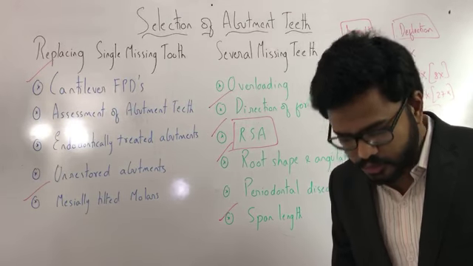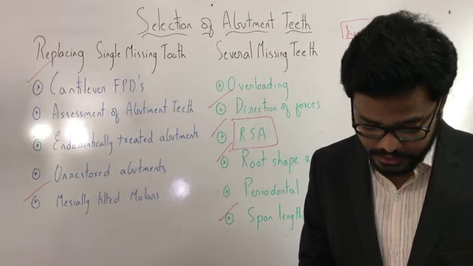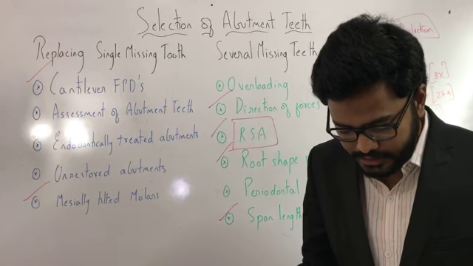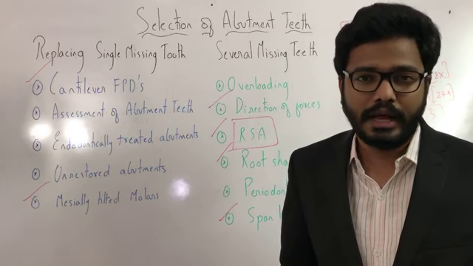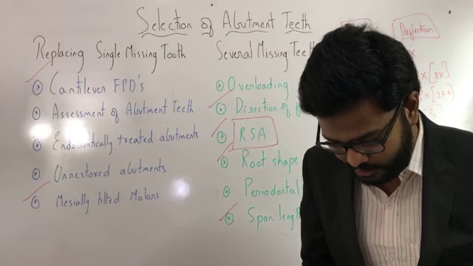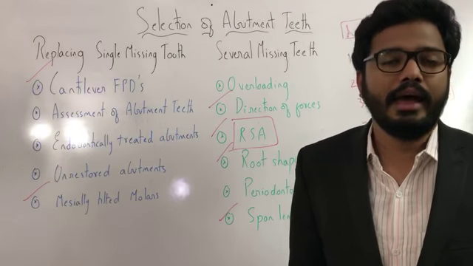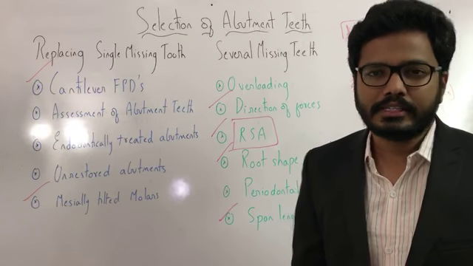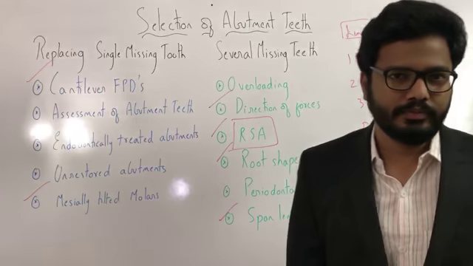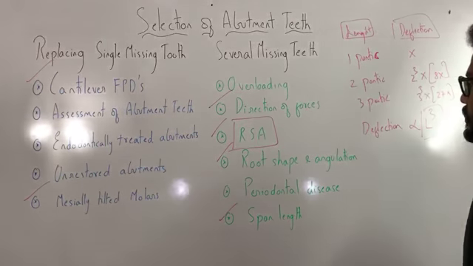Yeah, diverging roots offer better support than converging roots. Elliptical cross-section of a single-rooted tooth offers better support than a circular cross-sectional single-rooted tooth, and a well-aligned tooth offers better retention than a tilted tooth. Right? That's pertaining to your root shape and angulation.